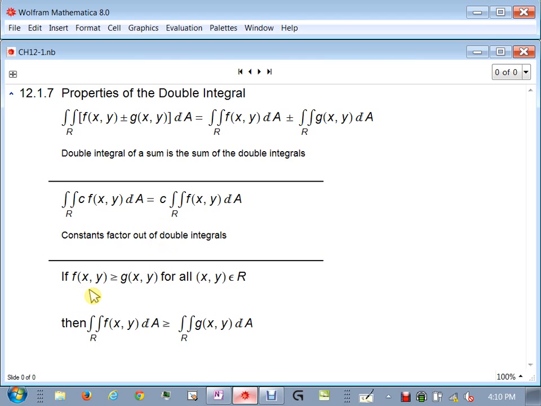If some function is bigger than another function, then the double integral should be bigger than the double integral of the other one. So the volume under one function should be more than the volume of the other if one is on top of the other, right? That's what that's saying.